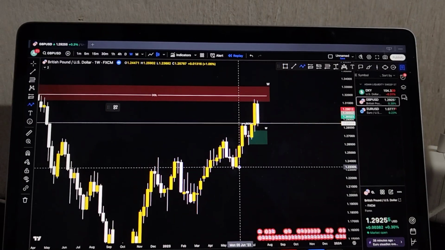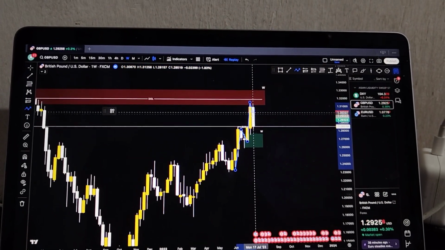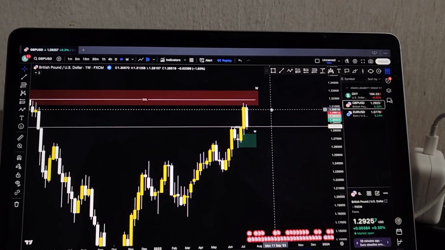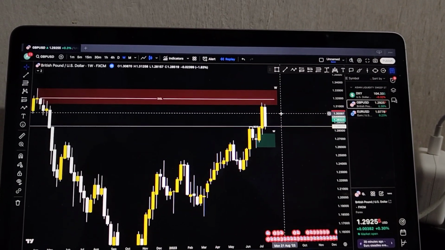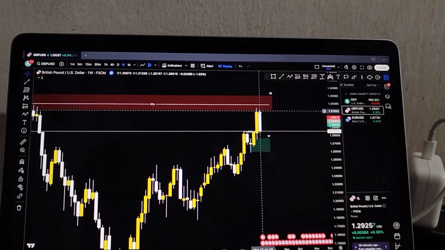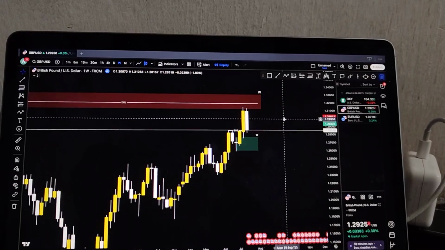Literally the market came up, reacted off of this supply, and then gave a move. Until and unless the supply zone is reacted from or respected, we don't consider a move from there. But in this case, we can clearly see the weekly supply zone is getting respected.